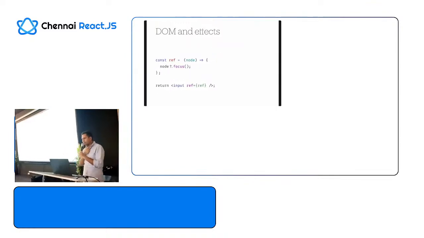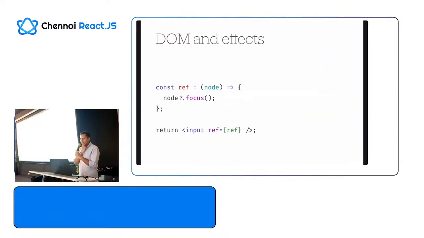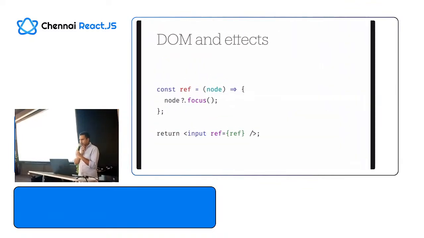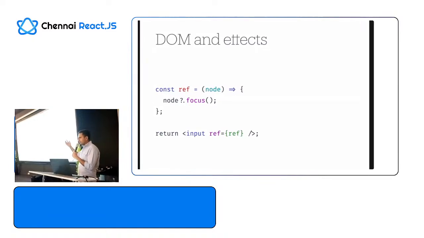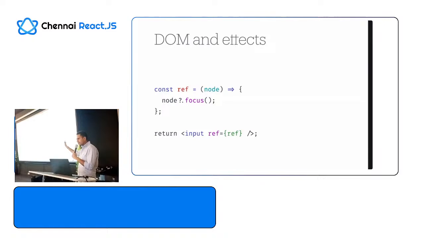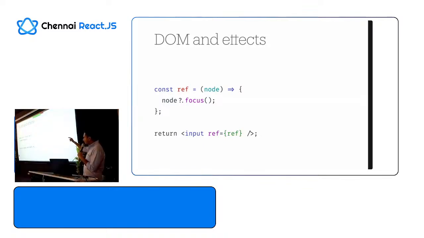So we're back to square one now, right? So what's the way to fix this? Well, thinking more about this, it's actually okay to call this function on every render. The problem is we don't want the focus to be called on every render, right? The problem is not calling the callback, it's the focus.